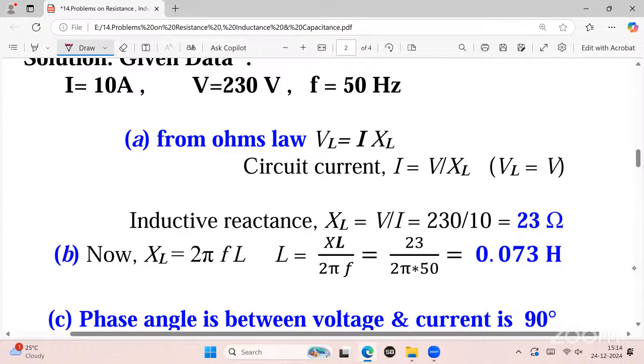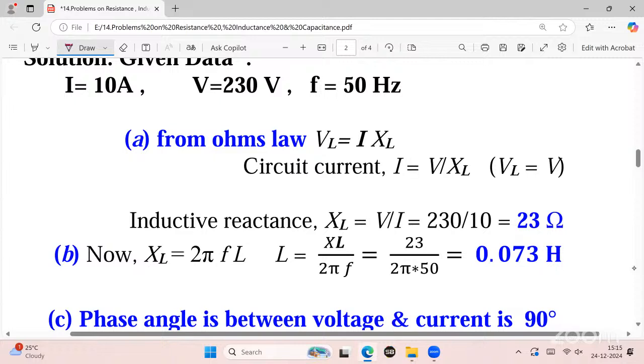Now C bit. What is the phase angle between voltage and current for pure inductance? 90 degrees. This is called the theory part. Which is the result? 90 degrees. Second result in pure inductance. How many results? 7 results. Second result, that is the answer. The phase angle between voltage and current for pure inductance is 90 degrees.